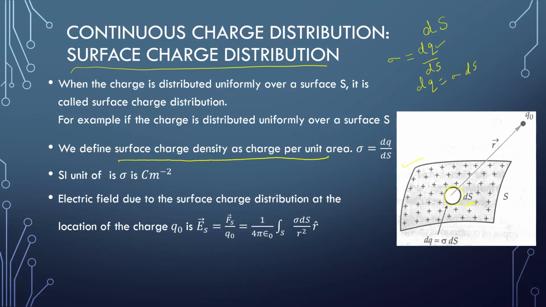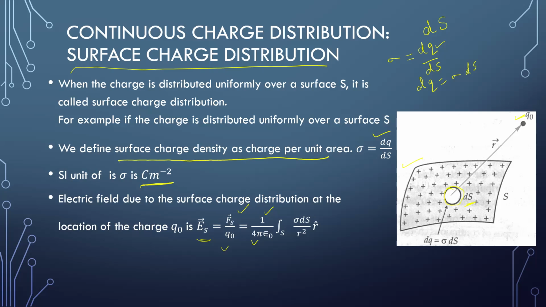Similarly, just as I told you, linear charge density has the unit coulomb per meter. What will be the unit for surface charge density? It will be coulomb per meter square, because area is measured in meter square and coulomb is the unit for charge. And how do we write down the expression for the electric field at some location where the charge q naught is placed, from the entire surface area? So that will be E vector, which is F vector upon q naught, 1 upon 4 pi epsilon naught, the electrostatic force constant, integral over S of sigma ds upon r square into r cap.